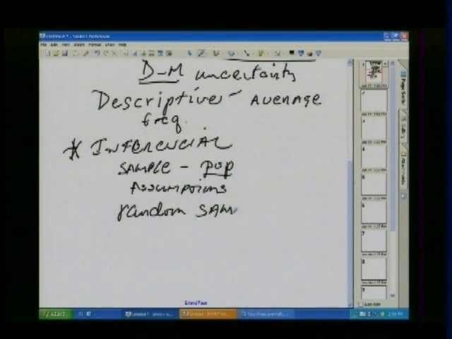A random sample is taken from the population, a part of the population, but there is an equal probability or chance of selecting any item from that population.